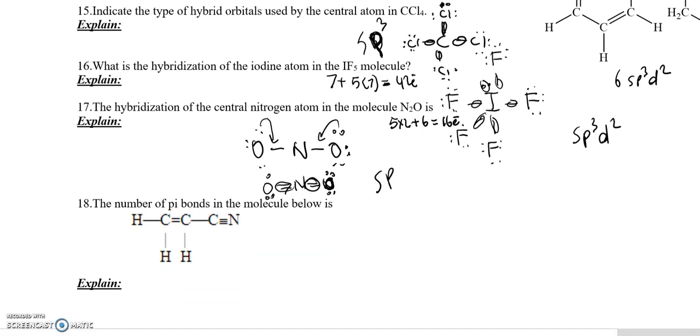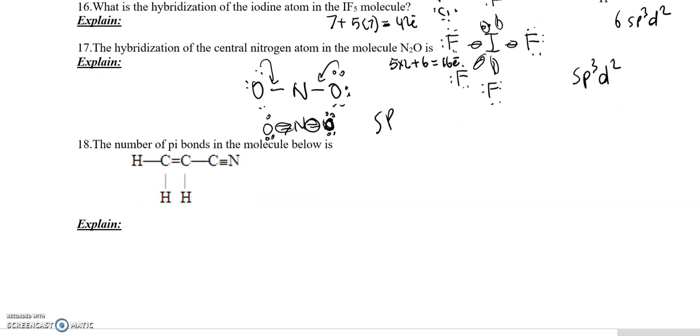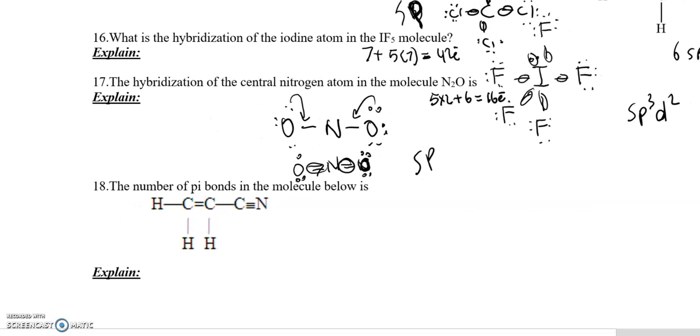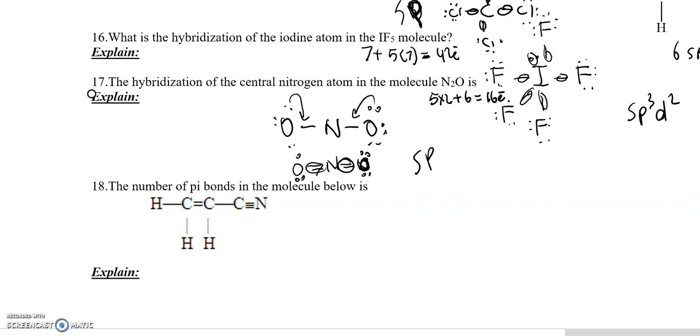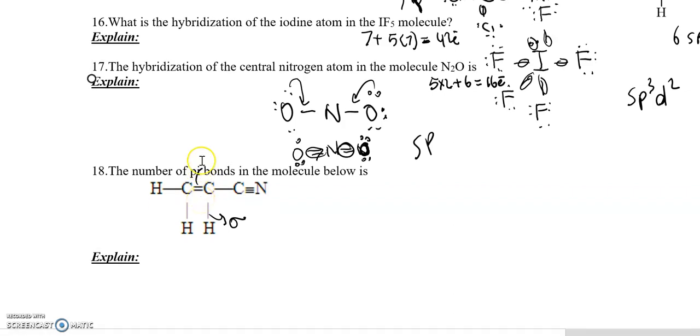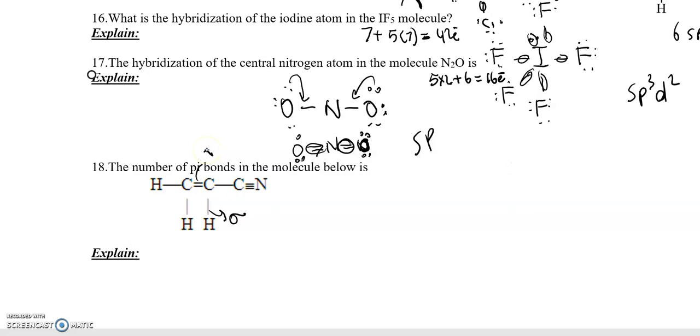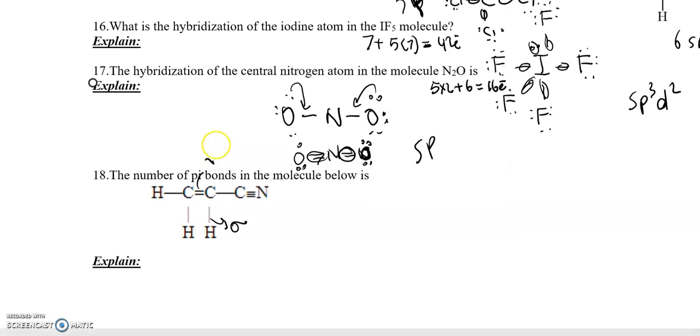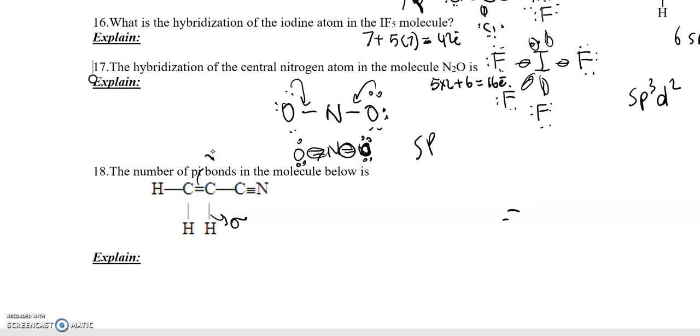That's very easy, right? So question number 18 is going to ask how many pi bonds we have in this molecule. The first bond is called sigma. The second one is called pi, and the third one is pi as well. So this is pi, and this is pi here. So here we've got 2 pi's, and 1 over here is going to be 3 pi bonds.